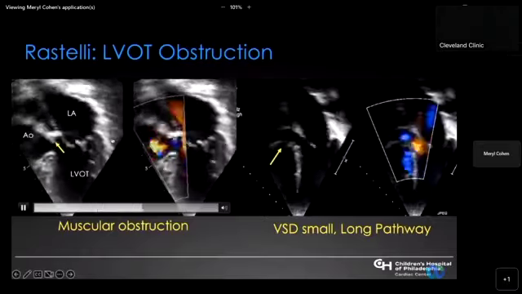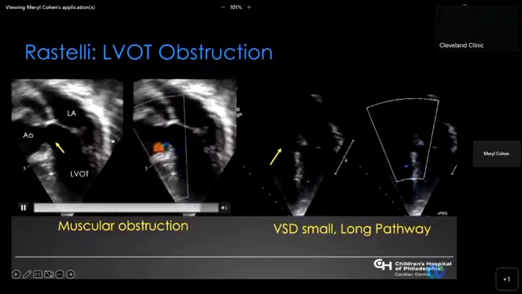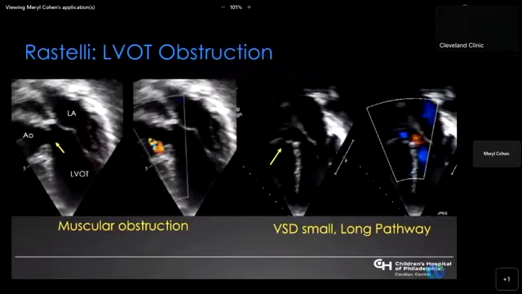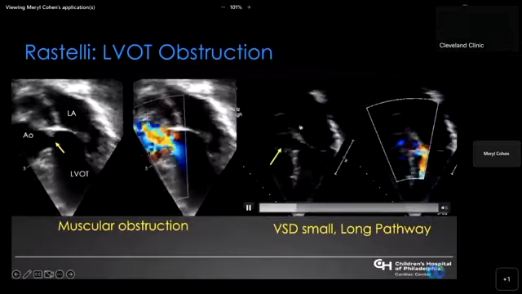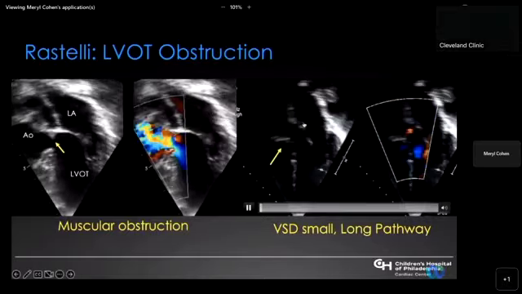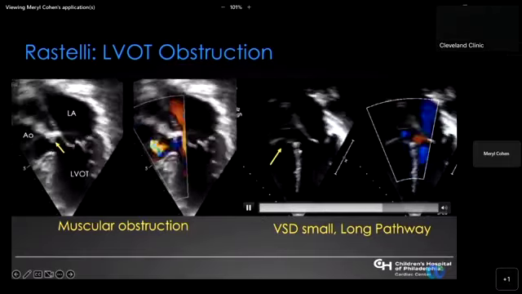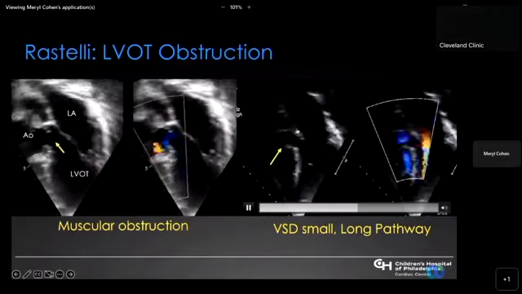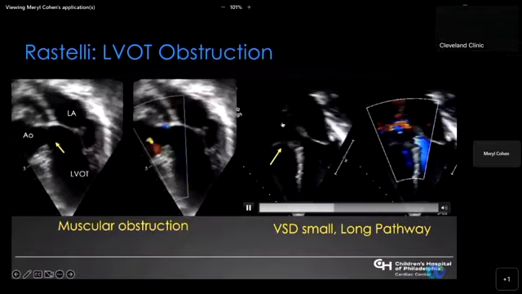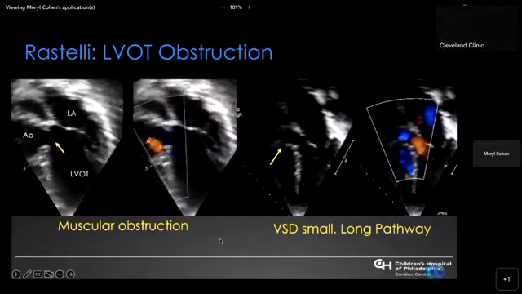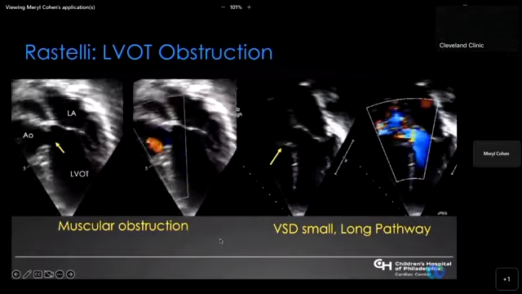The VSD, which is the pathway or the beginning of the left ventricular outflow tract, if you will, is narrowed. And in this patient, there really isn't that concentric ring of muscle, but you do see that the VSD probably started out too small, and the pathway to the aorta is quite long. And so this patient also developed outflow tract obstruction.